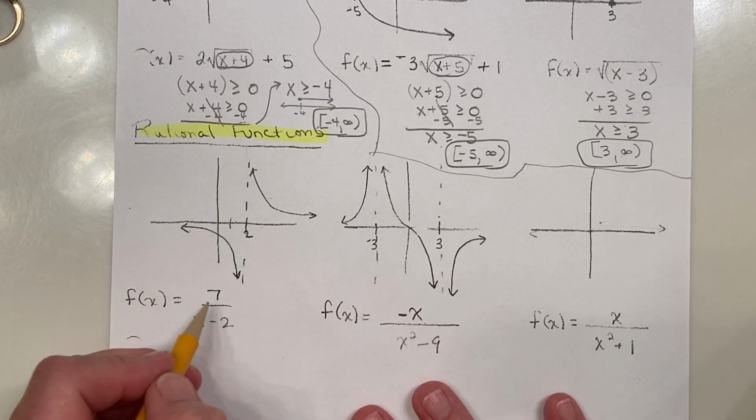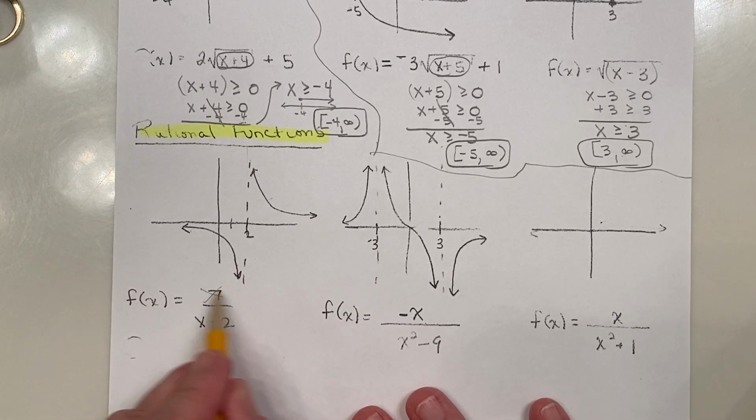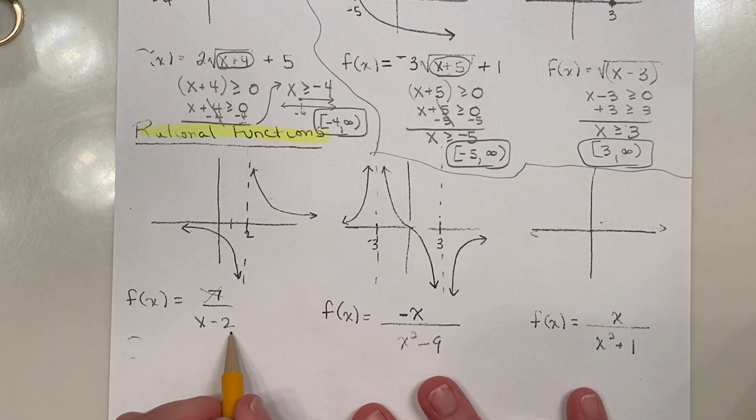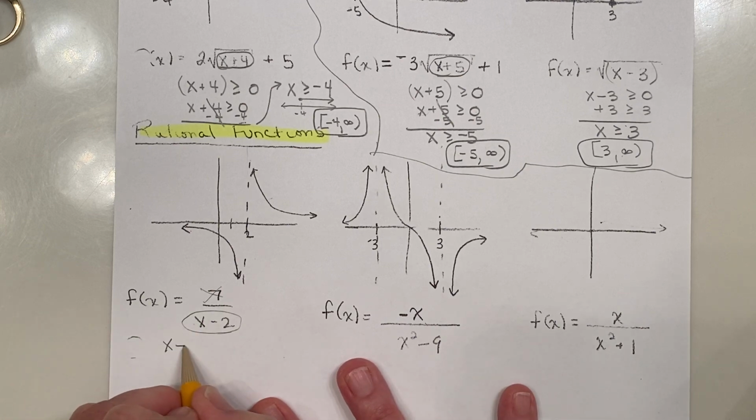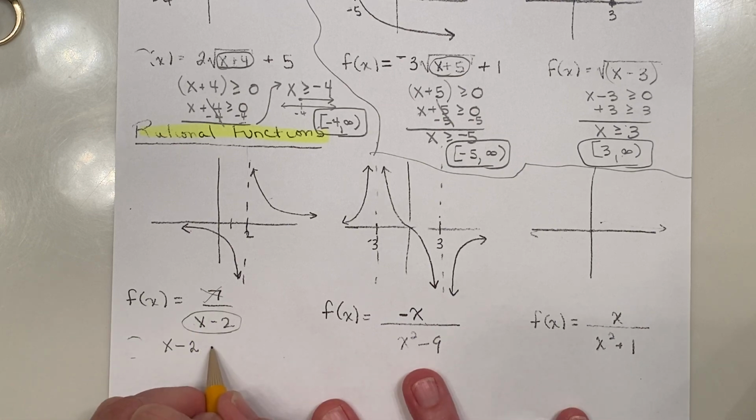Well, again, we don't look at the numerator for the domain question. That's for something else later. We look at the denominator. We never want to divide by 0. So I would take x minus 2 and say x minus 2 does not equal 0. This expression x minus 2 right here cannot be 0.